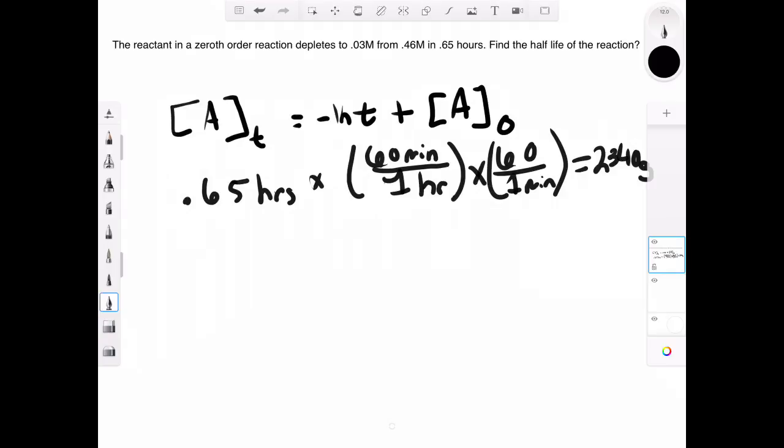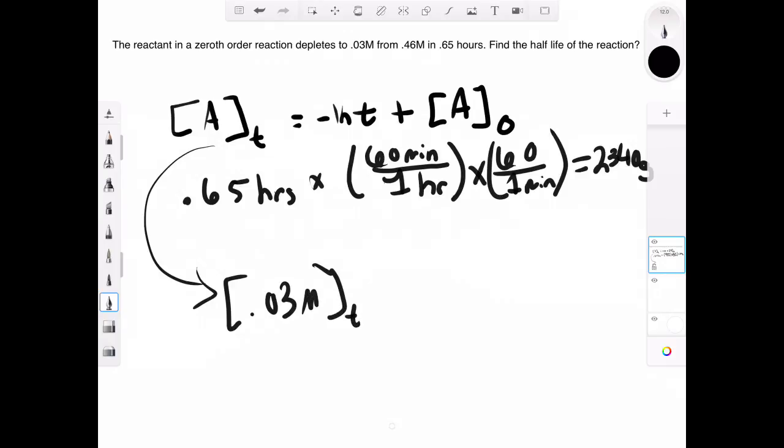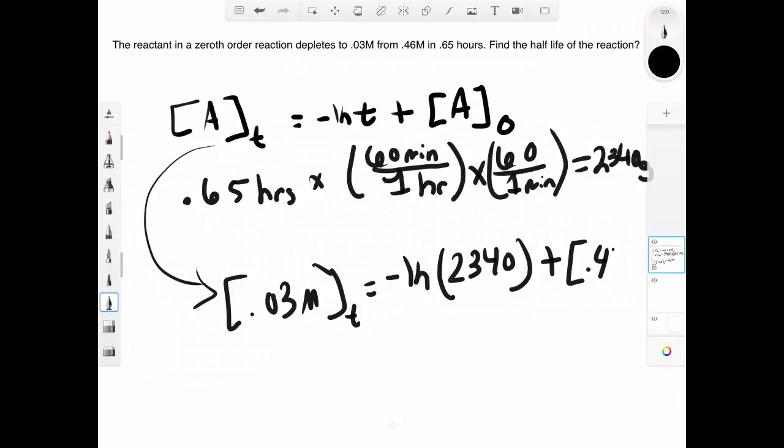From that, we know all the values that we need, so we can just plug everything back into the original formula. So A_t, again, was the final amount, so it's going to be 0.03 moles equals negative k times the time, which is 23,400 seconds like we just figured out, plus A_0, the starting amount, which was 0.46 moles.